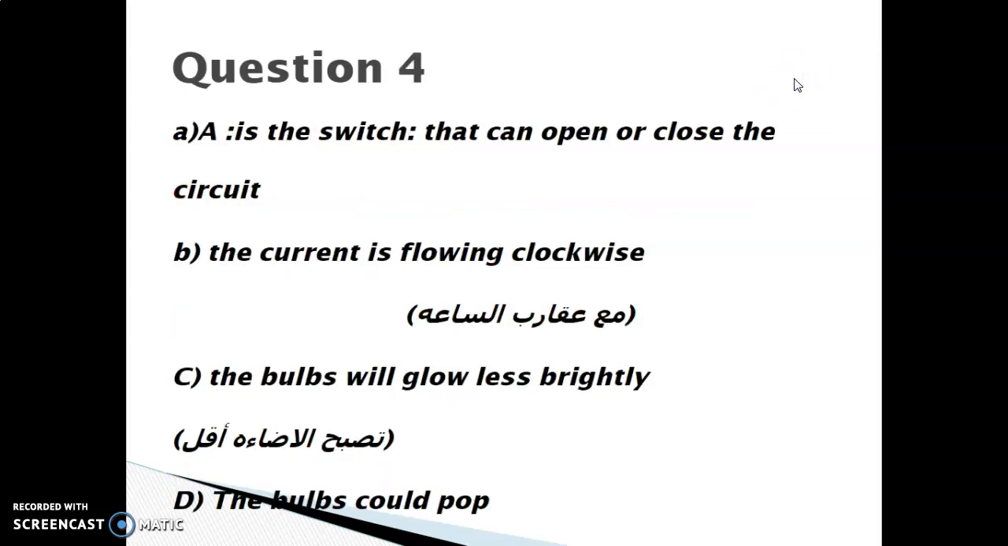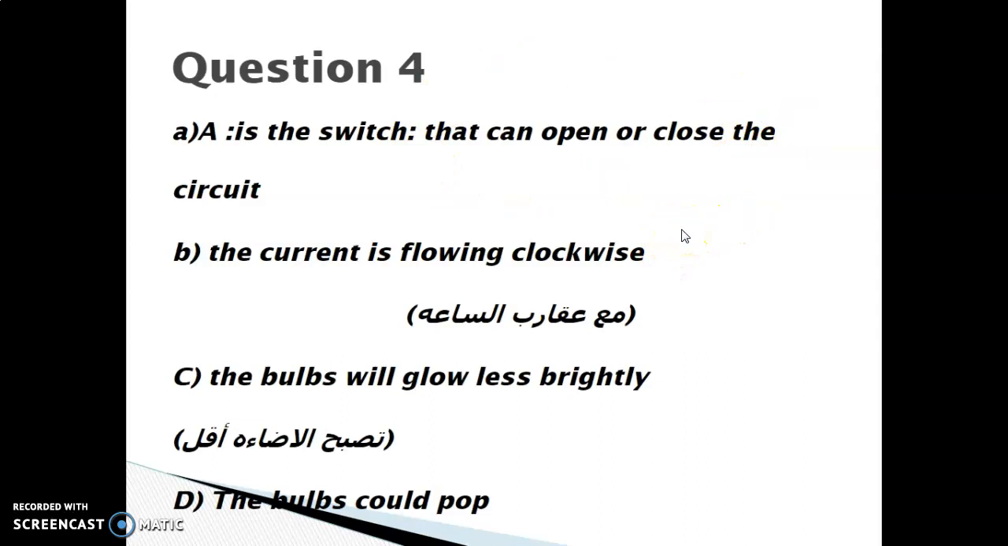Question 4. In the circuit below, look at page 92. Look at this circuit in your book and answer. A. What is the function of the component marked A? A is the switch. Its function is it can help the circuit to close or open. It can open or close the circuit.